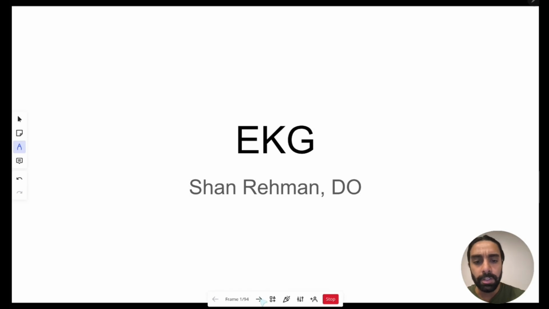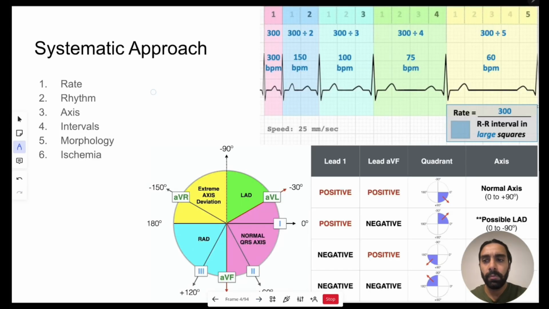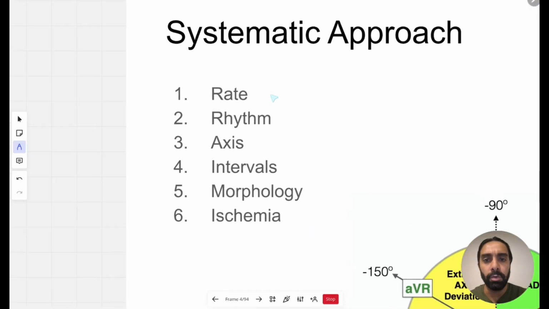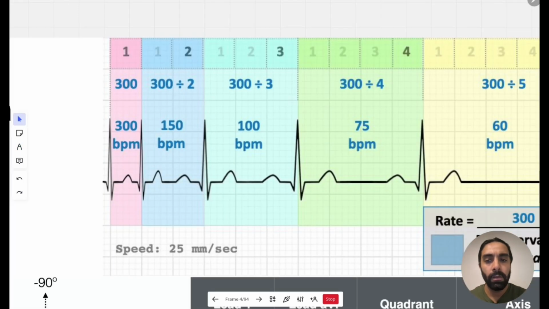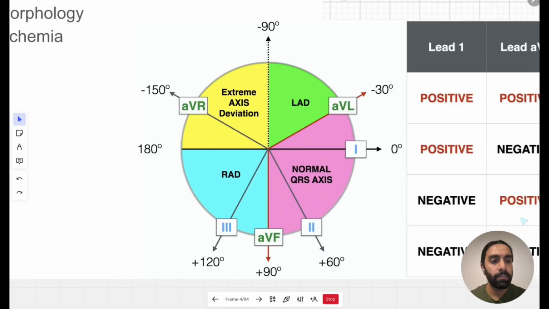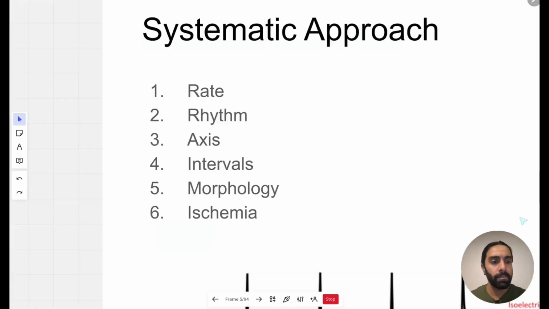All right, let's go through some EKGs. We're going to go through a systematic approach which includes rate, rhythm, and axis, as well as intervals, morphology, and ischemia. Don't forget the 300 divided by box method, and review that your axis, we usually use leads 1 and AVF.